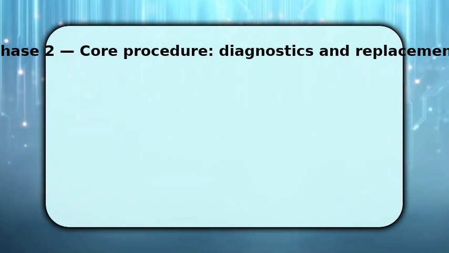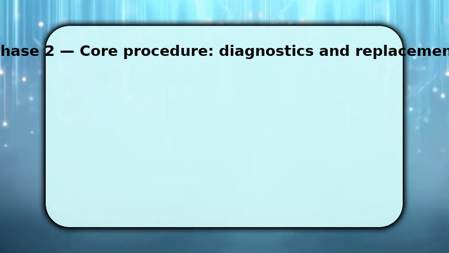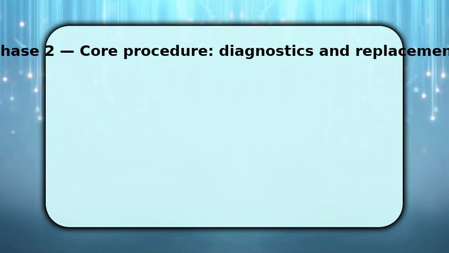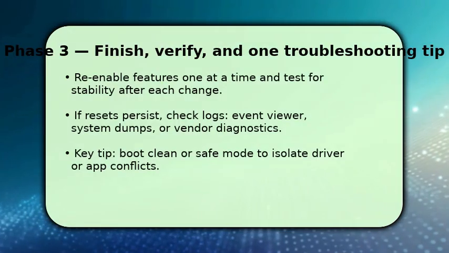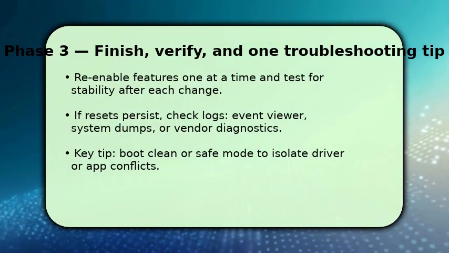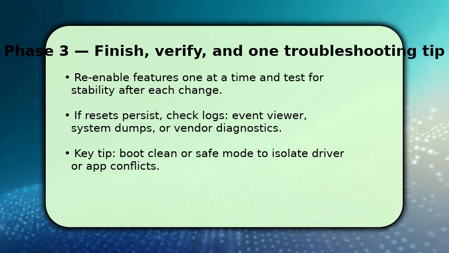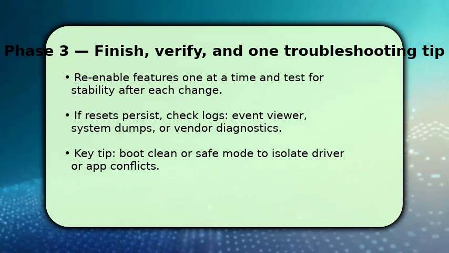Once applied, reboot once manually and monitor for recurrence. Keep your backup handy in case you need it. Finally, you finalize changes methodically. Re-enable features one at a time and test stability after each change so you know what caused the reset.